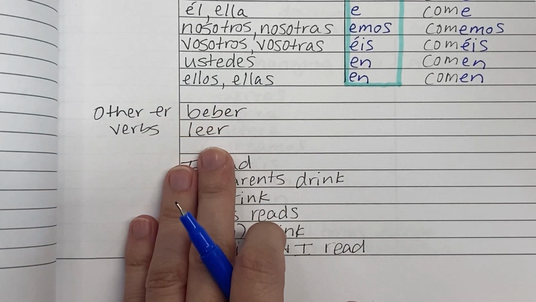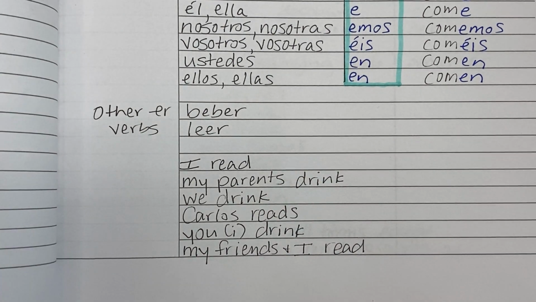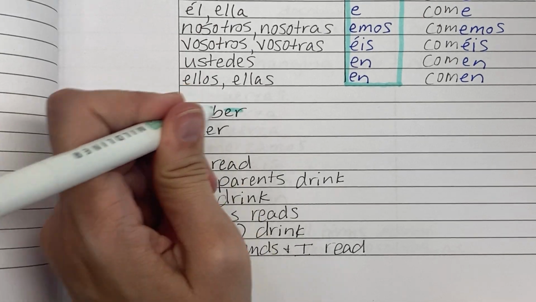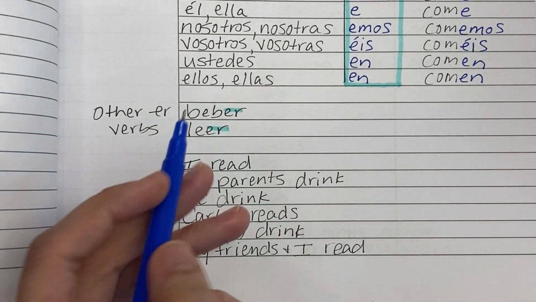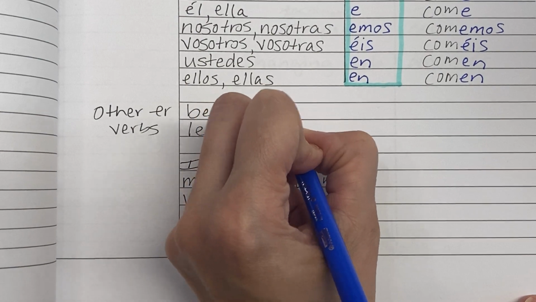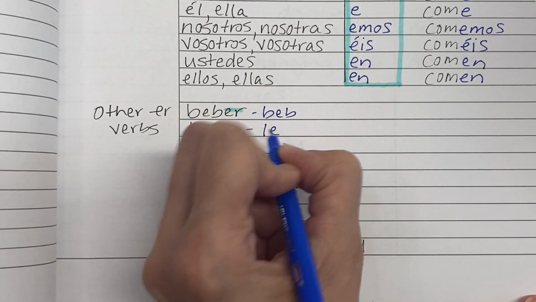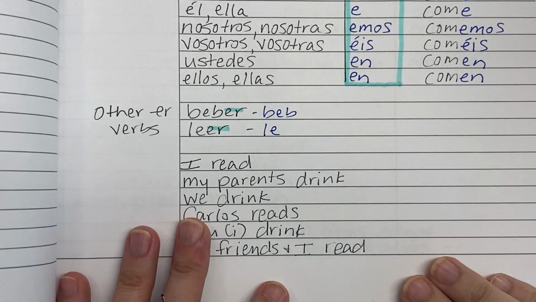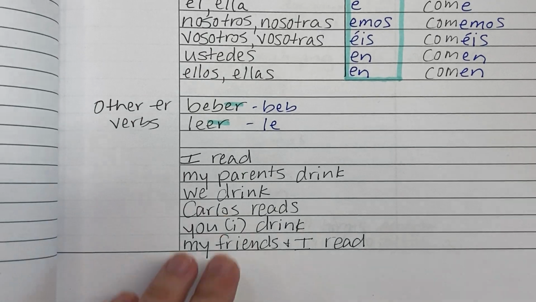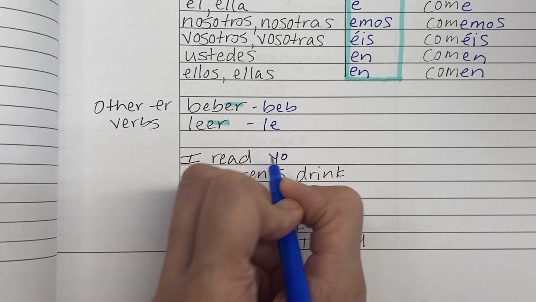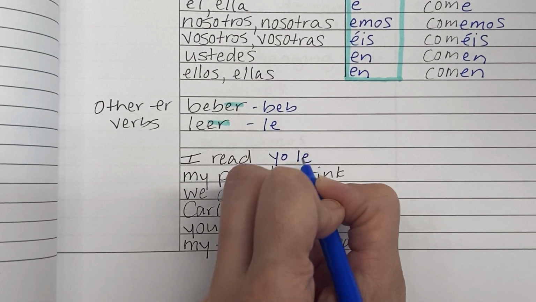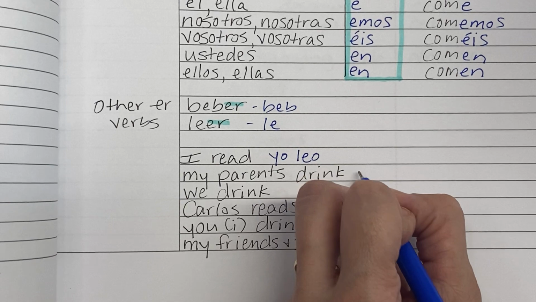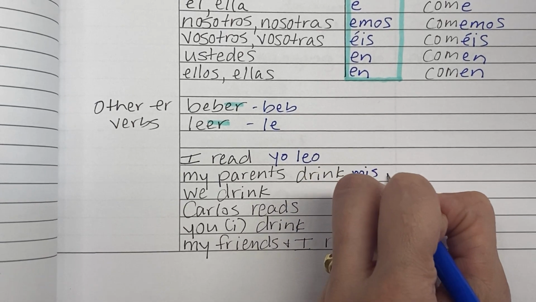So let's look at this with a couple of other ER verbs. We have beber, to drink, and leer, to read. So again, the first step is to take off the ending, in this case the ER, and that leaves us just with the stem. So beb, or leer is just le, right, without the ER on there. And then our second step is to add the correct ending for whatever our subject is going to be. So I read is yo. We have our stem le, and the correct ending for the yo form is o. Yo leo.